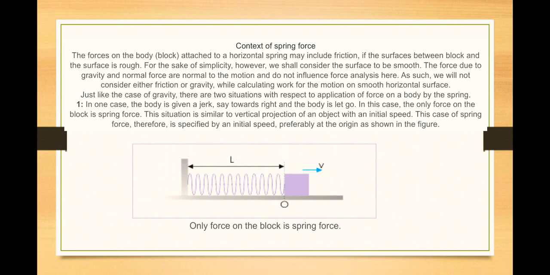Just like the case of gravity, there are two situations with respect to application of force on the body by this spring. In one case, the body is given a jerk, say towards right, and the body lets go. In this case, the only force on the block is spring force. The situation is similar to vertical projection of an object with an initial speed. This case of spring force therefore is specified by an initial speed, preferably at the origin as shown in the figure. See, in this figure, the only force on the block is spring force, nothing else.